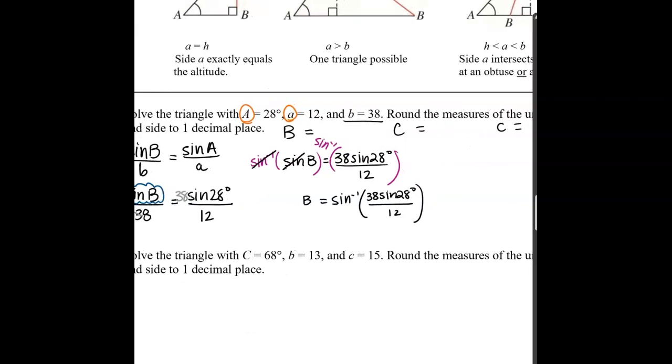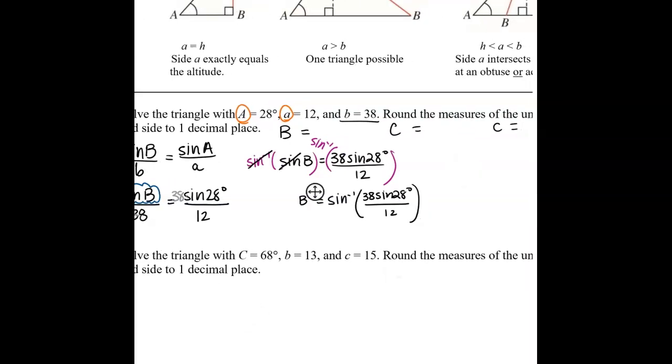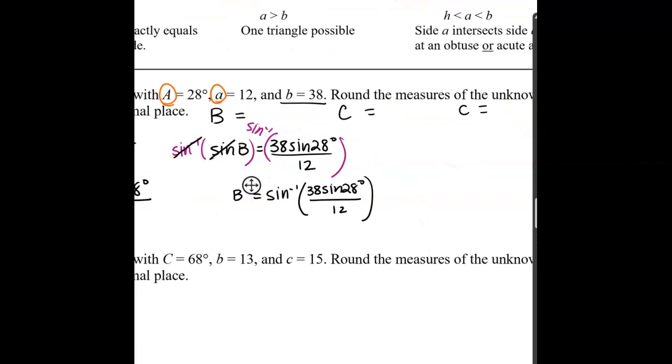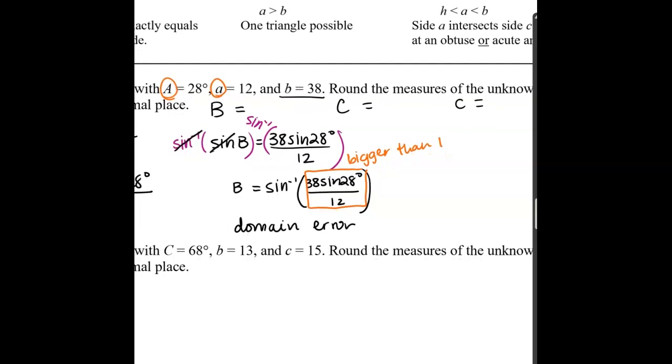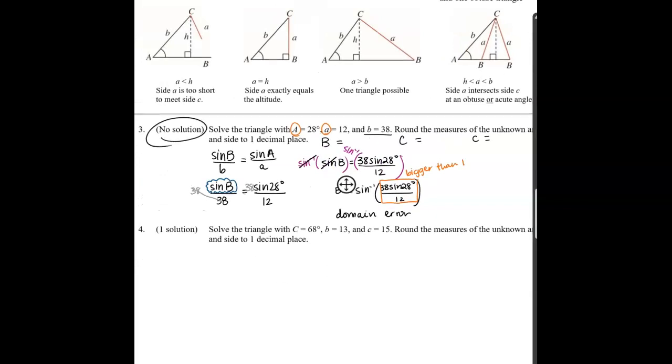Now, when we go into the calculator and we put sine inverse of 38 times sine 28 degrees over 12, do make sure your calculator is in degree mode. We're going to get a domain error, because what we put in on the inside was bigger than 1. And it's not possible for the calculator to find an angle that landed on the unit circle where the y-coordinate was bigger than 1. So once we get that domain error, this triangle has no solution.